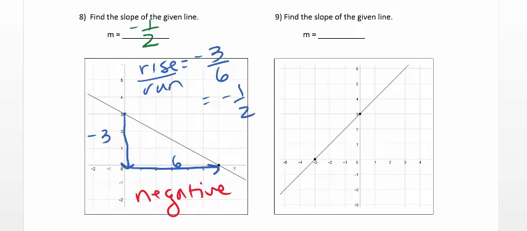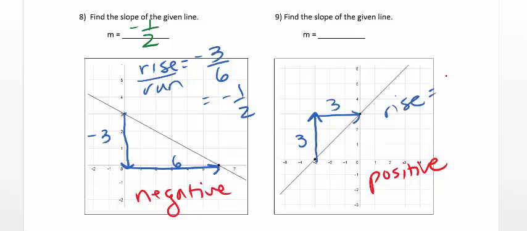And number 9, we can see that the line goes up left to right. So I know my answer is going to have to be positive because that line has positive slope. I take my left point here and I know I have to go up 3 units and then to the right 3 units to get to the second point. So my rise was 3 and my run was also 3, and 3 over 3 simplifies to be 1. So my slope is 1.